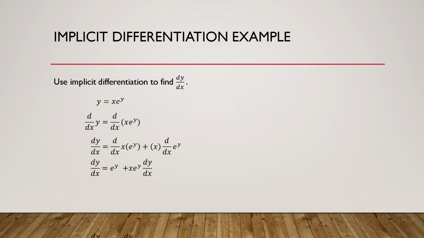Next, we move the terms containing dy dx to one side of the equation and factor it out, leaving dy dx times the quantity of 1 minus x e to the y equals e to the y. Next, divide out all but dy dx to get dy dx is equal to e to the y over 1 minus x e to the y.